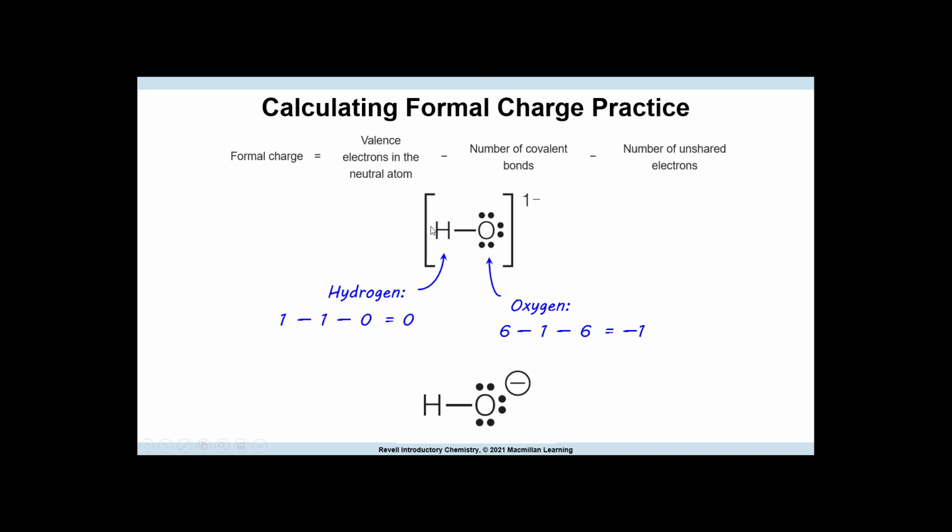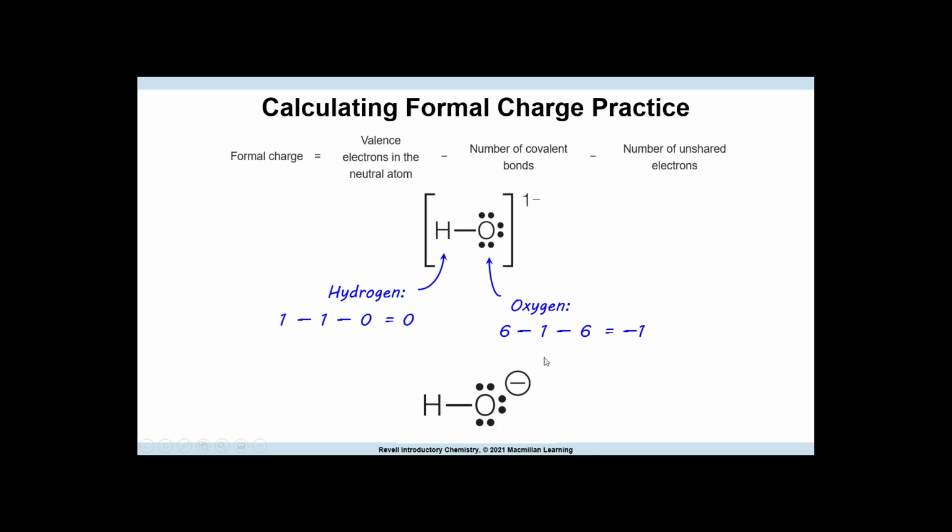So let's take a look at this. Valence electrons in neutral atoms. For hydrogen, we have 1. The number of covalent bonds is 1. And we have no unshared electrons, so it's 0. So the formal charge on hydrogen is 0. When you start writing this out, you can write a 0 here.